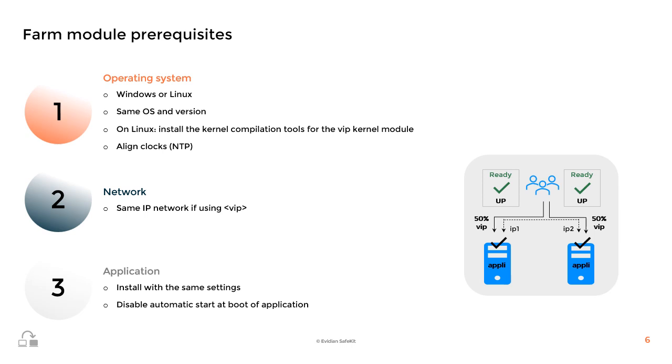On the schema, you can see the principle of a farm module, which operates in the up state. Each node has its own physical IP address, IP1 and IP2. The application is started by SafeKit on both nodes using a start script. The virtual IP is configured by SafeKit on the network interface of each node as an alias IP address. Clients are connected to the virtual IP, and their TCP sessions are load balanced between Node 1 and Node 2, thanks to a VIP kernel module.